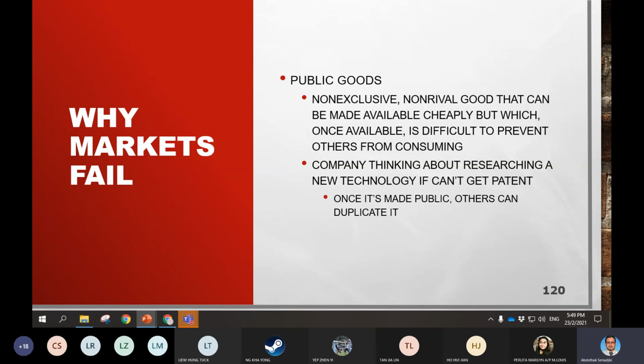So a company thinking about researching a new technology can get a patent. That will matter, because once it's made public, others can duplicate it. For example, you spend millions to develop a technology to produce a smartphone, and then you don't have a patent for it. After you spend all these years of research and the technology is ready, anyone can get this technology and duplicate it for free, because you don't have a patent. So we will have inefficiency on that, because if you develop something and you don't have a patent or copyright for it, then it is a public good for everyone.